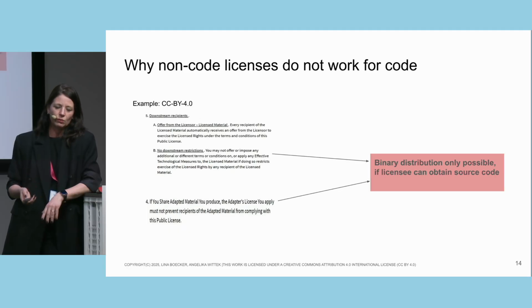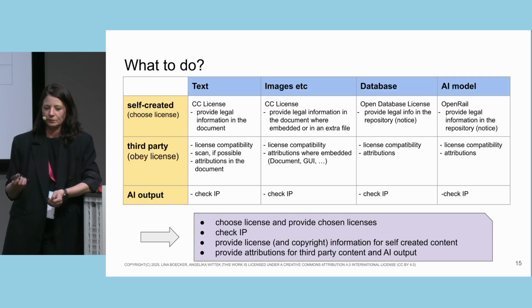So whenever you license yourself, check what kind of artifact you have, and then check what licenses are available that allow you the same freedom as a code license would. Just as simple as that. And whenever you use IP-protected artifacts, make sure you know the license and that you can keep up with the license conditions. Over to Angelika for the practical part.